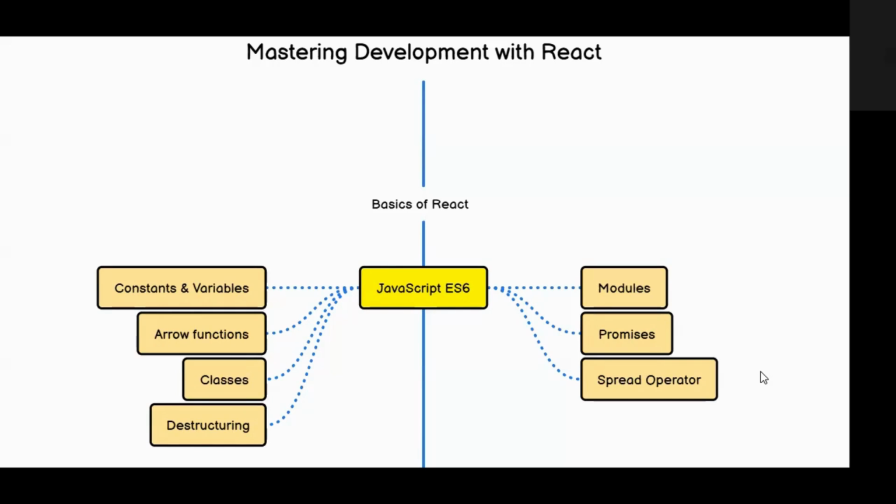Today I'm going to cover mastering development with React, the roadmap step by step. Let's get started. First, before moving forward to React, you should be very good in JavaScript ES6 syntax, including constants, variables, arrow functions, classes, destructuring, modules, promises, and the spread operator. So these are basically the base of React. So you should be very good before starting React.